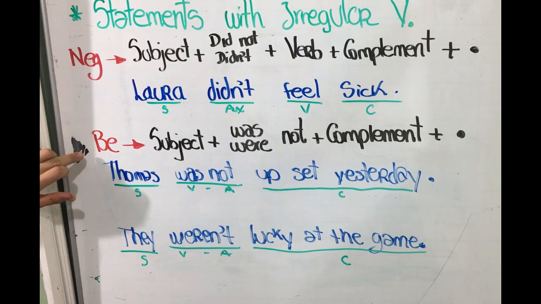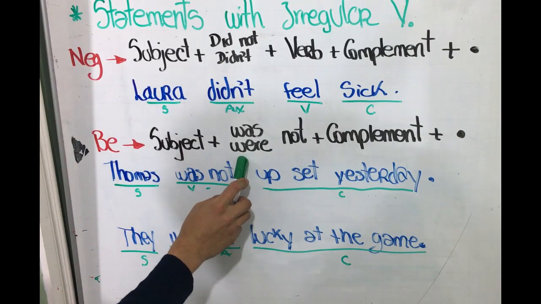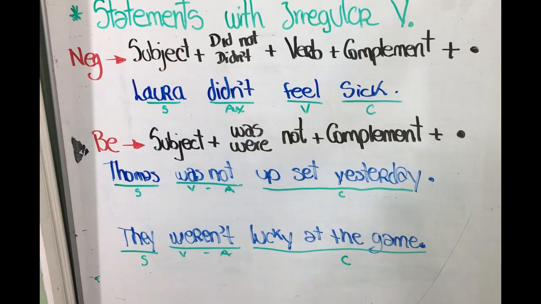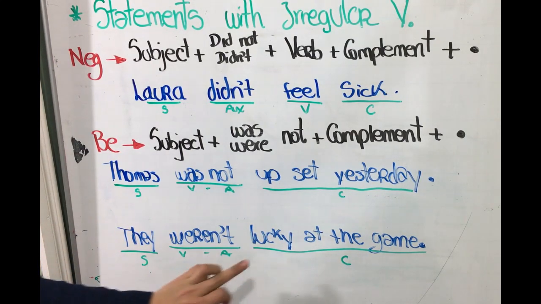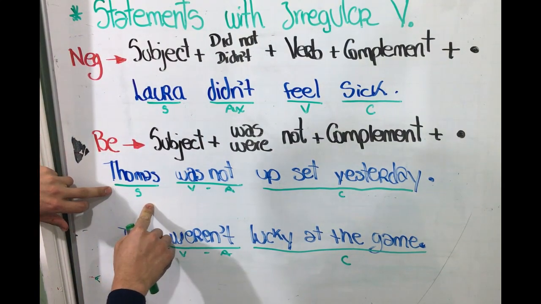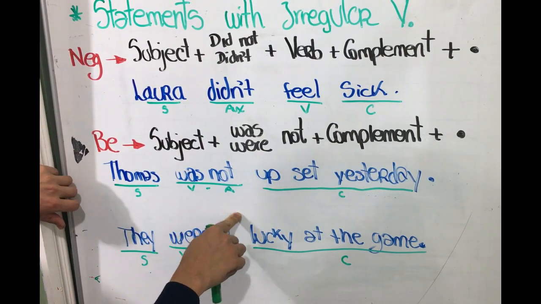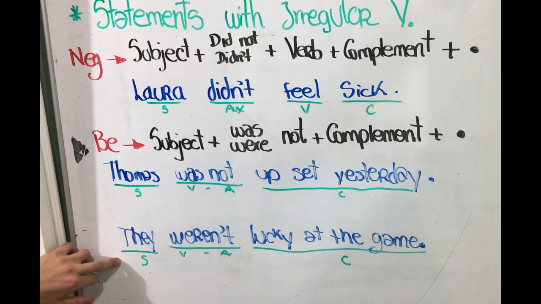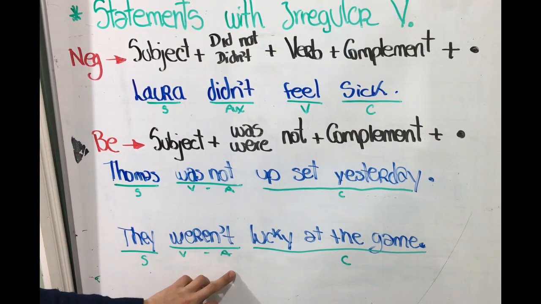Talking about the verb be, we use this structure: subject, plus was or were not, or the contractions wasn't, weren't, plus complement, plus period. For example, we have: Thomas was not upset yesterday, and they weren't lucky at the game. In this case, Thomas is the subject, was not can be the verb or auxiliary as well. Upset yesterday is the complement. Here, they is the subject, weren't can be the verb and auxiliary. Lucky at the game is the complement.